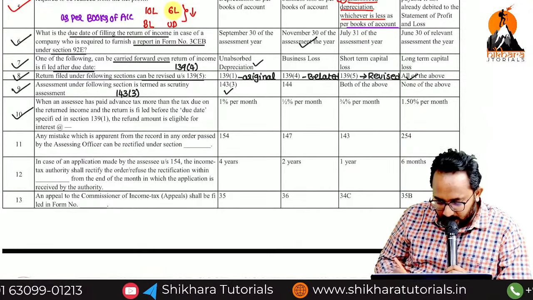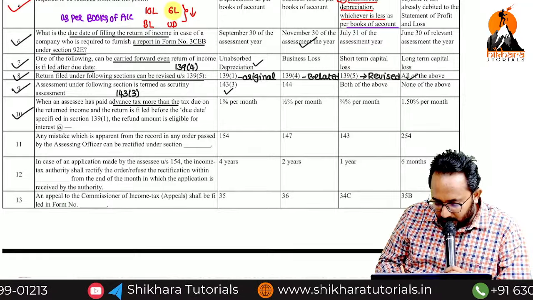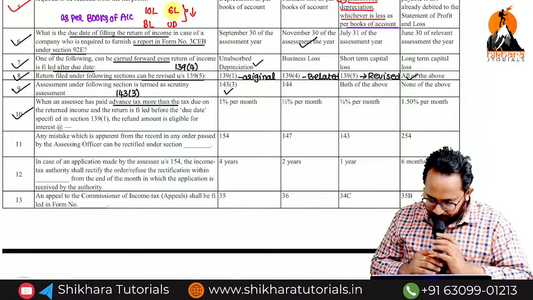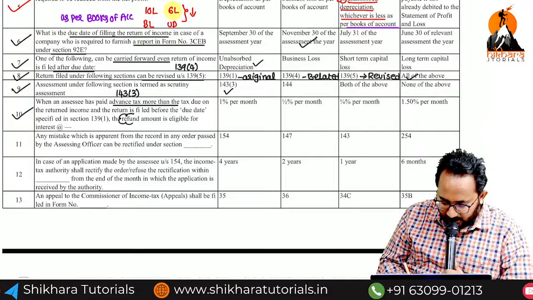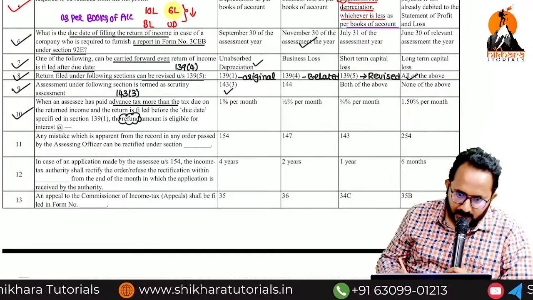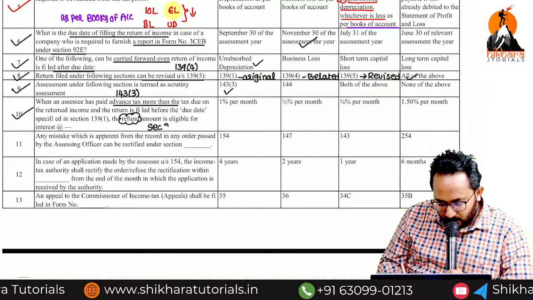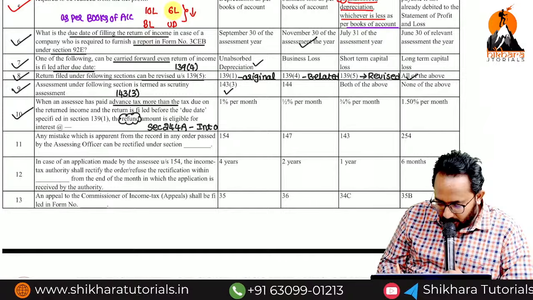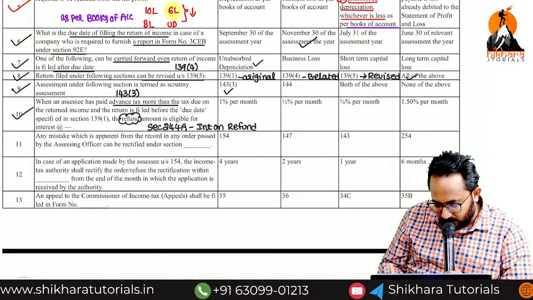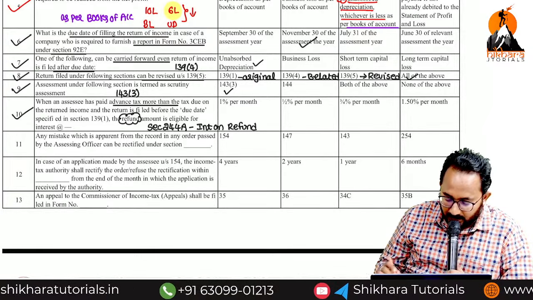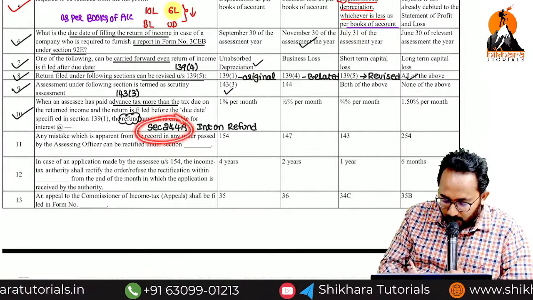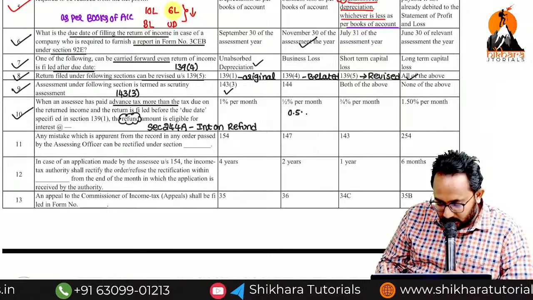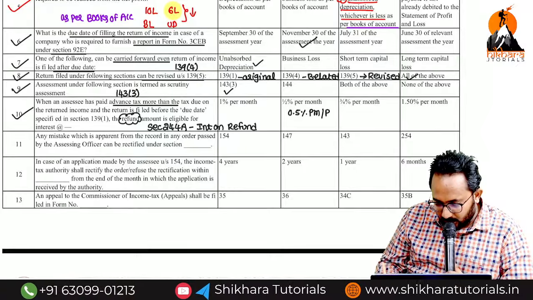Next, the assessee paid advance tax more than required. That means whatever tax we are required to pay, we paid more than that, so that amount will come back as a refund. At the time of getting the refund, what is the interest? Section 244A. Yes, we can get interest on refund. What rate can we take for computing interest under section 244A? 0.5% per month or part of the month.